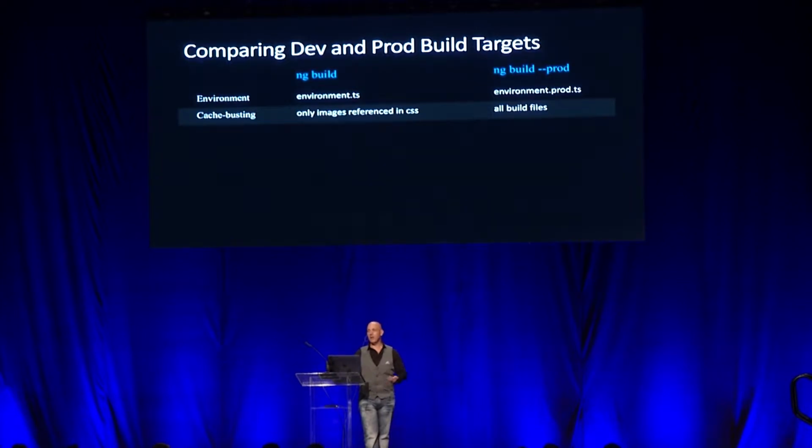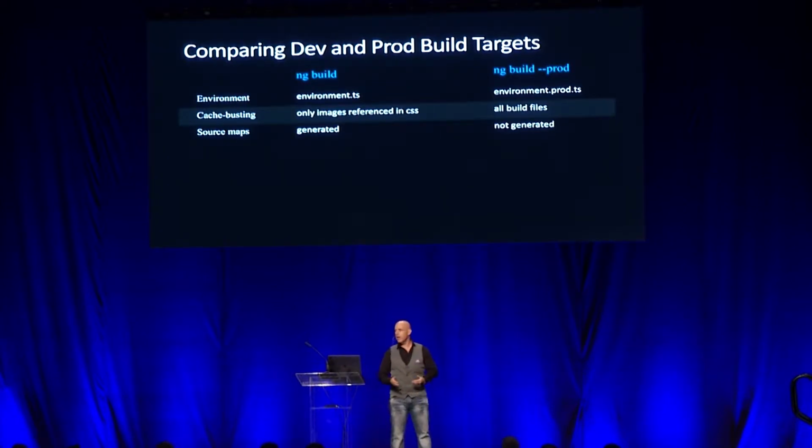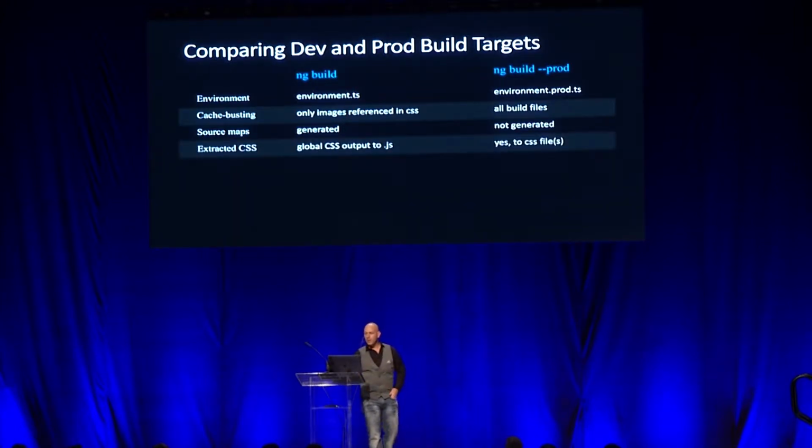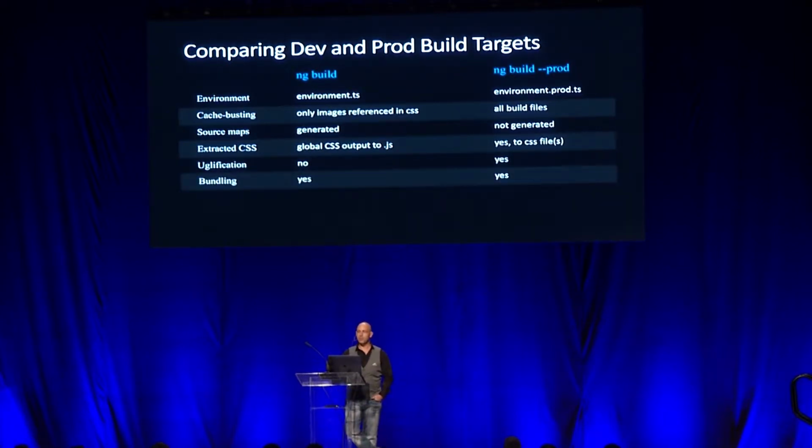Again, for development, not so important. For production, it is. Source maps, we really don't want them in production. We can turn them on if we want, but by default, they're not there. Again, it's more overhead that we don't need in production, but it's great so I can do debugging locally. Extracting CSS, uglification, minification, bundling, and something called AOT.